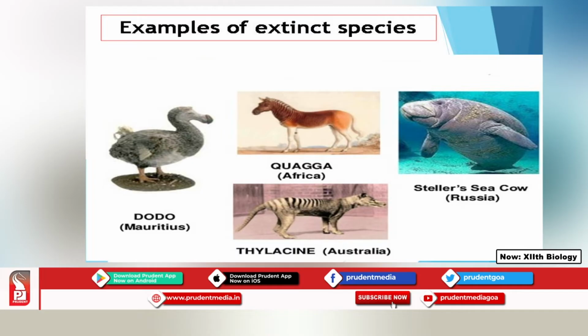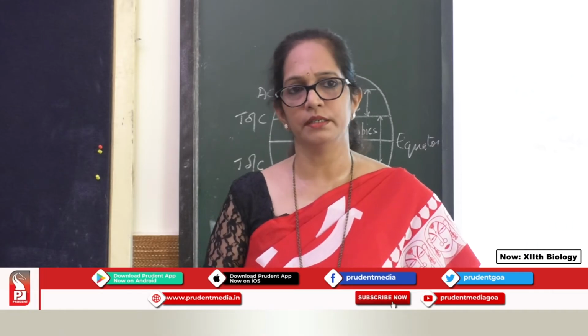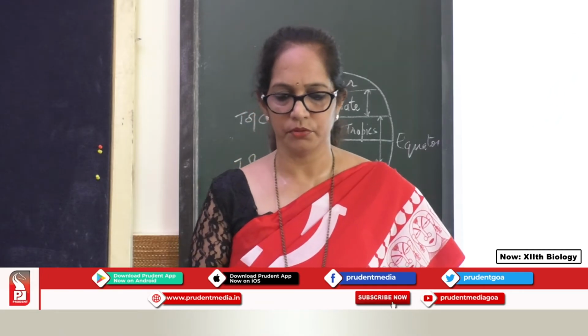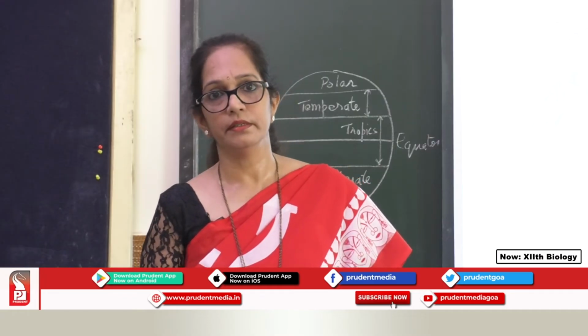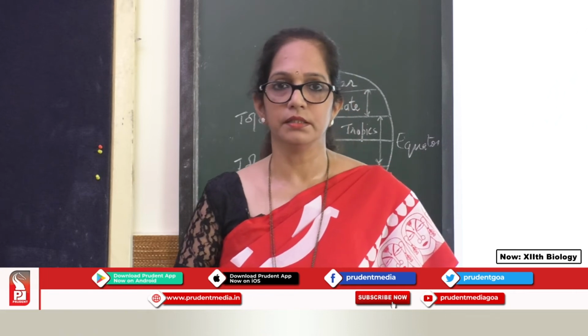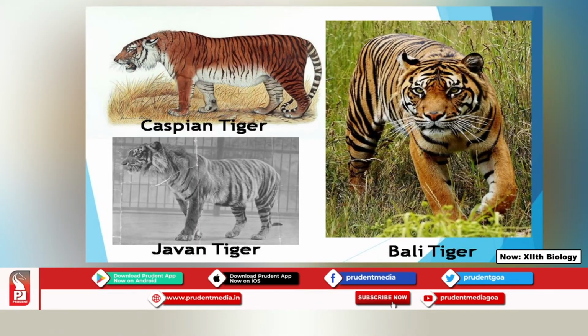It is like a cow, a very slow moving organism, and it was hunted so much for food that the last one also was hunted and eaten, and there are no more sea cows. Then the thylacine from Australia, and about tigers, the Caspian, Bali, and Javan tigers, they are no more to be seen on this earth. As well as there is one more, the Asiatic cheetah, the fastest mammal on this earth, is extinct from India at least. It is found only in one place, I think in Iran.